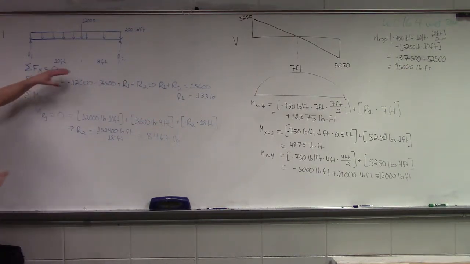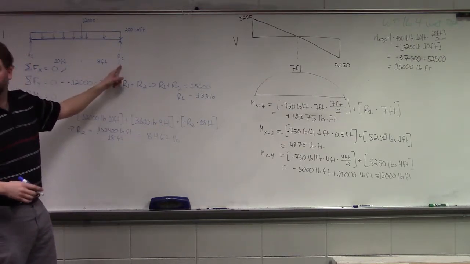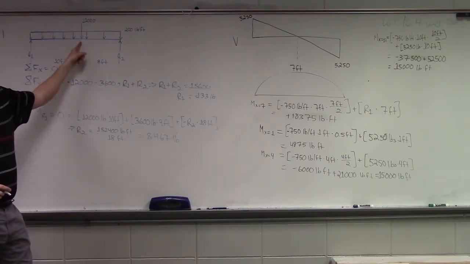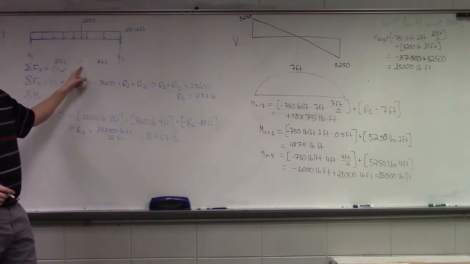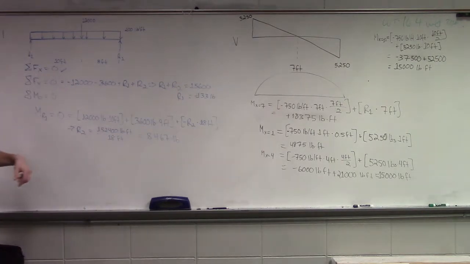Does that make sense when we look at our beam? That we have more capacity needed over here at R2? It does, right? Because our point load is closer to this reaction. Now, it's not that much closer, right? It's only 1 foot off the center, so they're a little bit closer than some of the other problems.